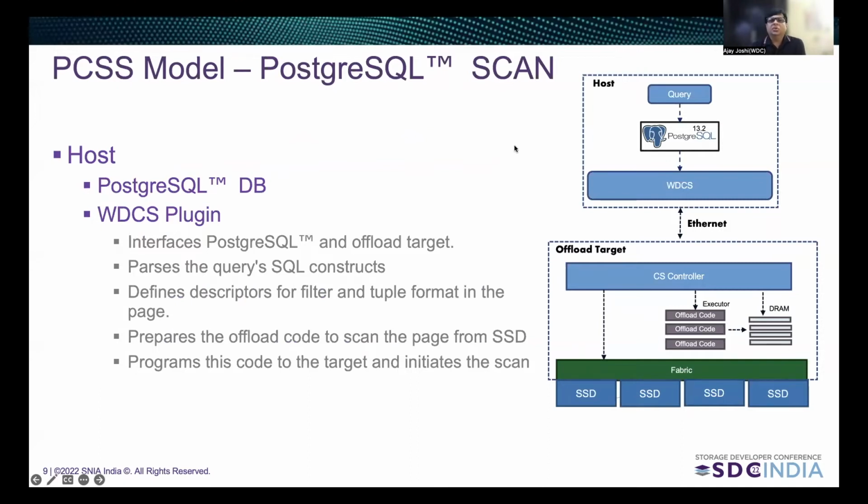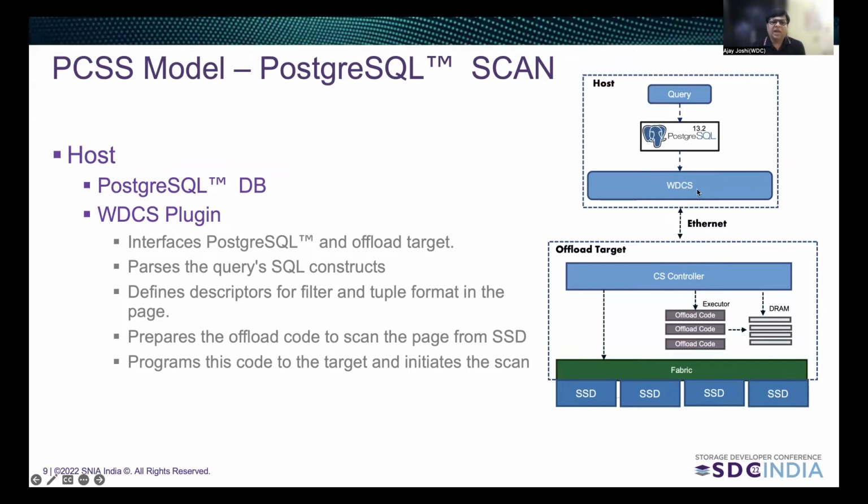We tried to leverage that for our custom PostgreSQL scan. Our model consists of two major components: the host and the offload target. The host is where PostgreSQL runs, and we created our own plugin called the WDCS plugin. It interfaces PostgreSQL with the offload target. It passes the queries that come into PostgreSQL, looks at all the SQL statements, and sees whether any statement makes sense for us to offload to a target. Based on that, it decides whether to enable the offload scan or not.